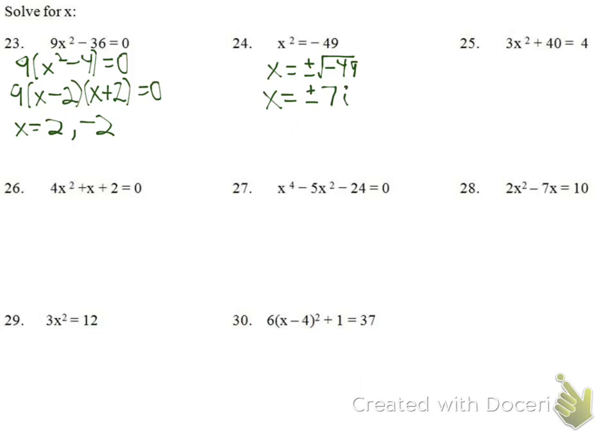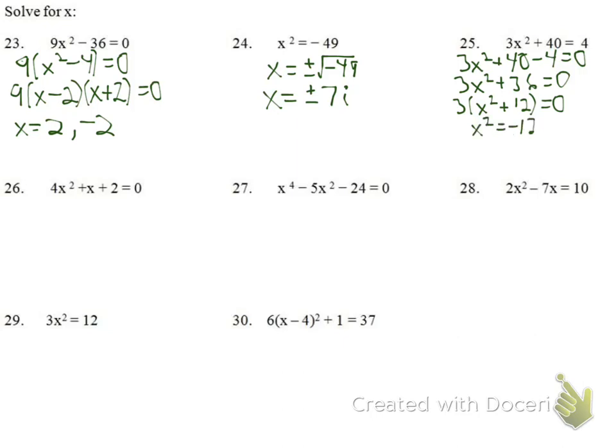25, we're going to move everything to the same side of the equation. We get 3x squared plus 40 minus 4 equals 0. That becomes 3x squared plus 36 equals 0. We can factor out a 3. So we get x squared plus 12. Then we put x squared plus 12 equal to 0, and that becomes x squared equals negative 12.